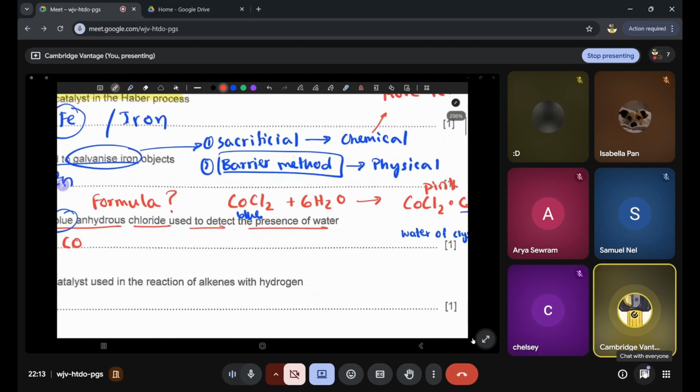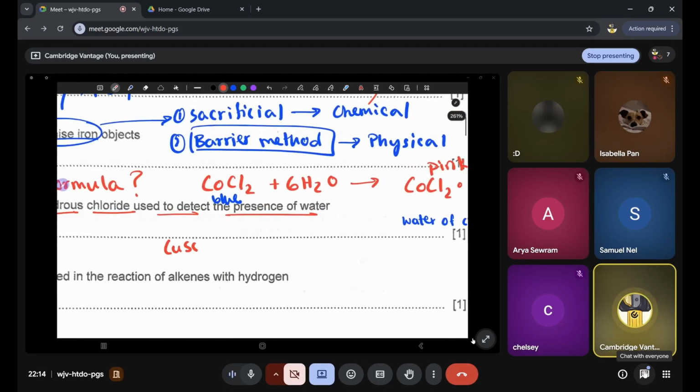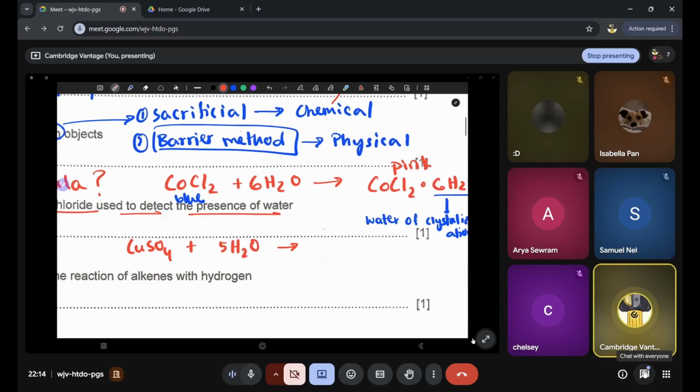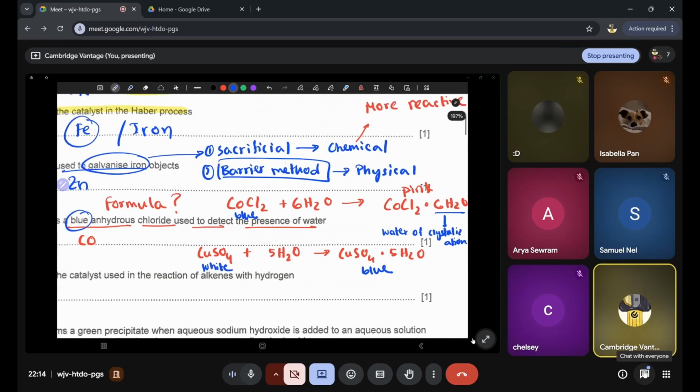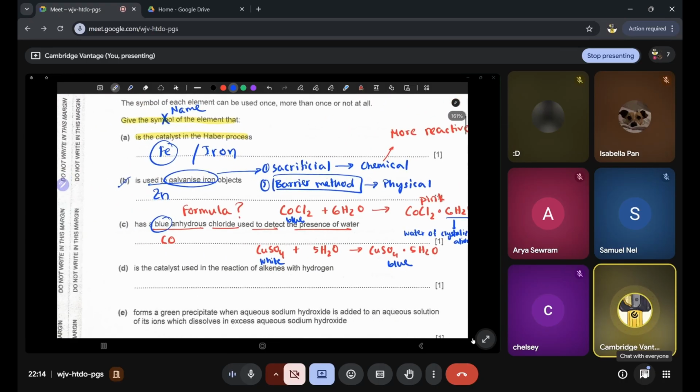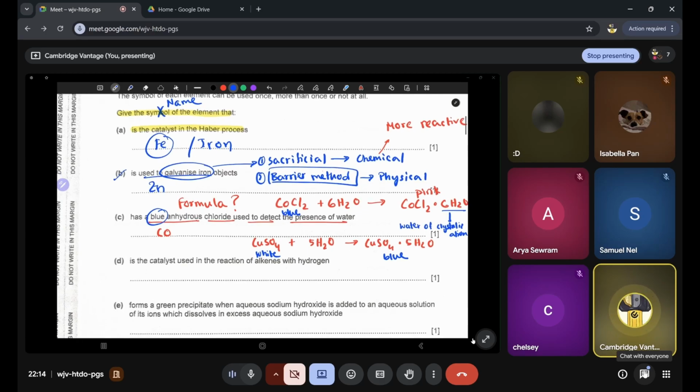And while we are at it, also remember the equation for copper sulfate. So copper sulfate plus 5H2O is going to give you CuSO4·5H2O. And the color change for this one goes from white to blue. So these two are the only water of crystallization reactions that you guys have in your syllabus. And the color change is very important. So does anyone have any questions from here? If not, just give a thumbs up and we move to the next part.